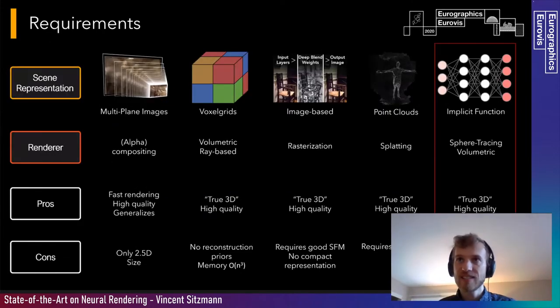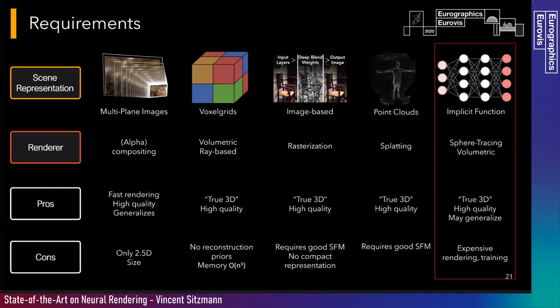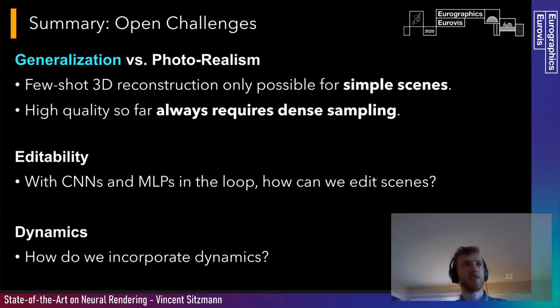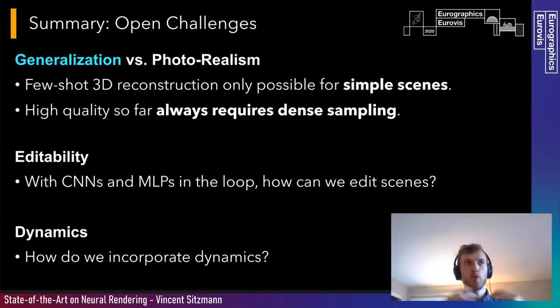And so that's the summary of implicit representations. So they are true 3D. They do allow you, in principle, photorealistic quality. And there is a notion that they may generalize. However, the downside of all of these algorithms is, as of now, they're extremely expensive to render and to train. And this gets me to the summary of this section on novel view synthesis, which are open challenges. And to me, the most important and interesting open challenge is this question of generalization versus photorealism.